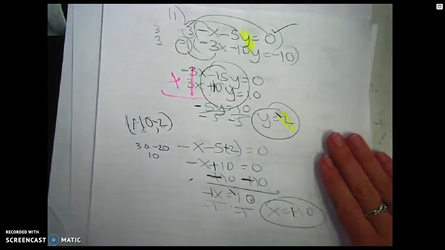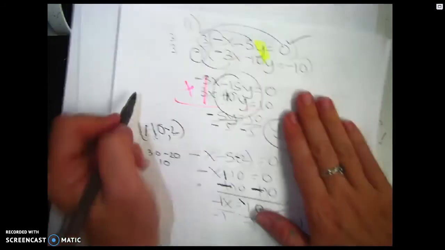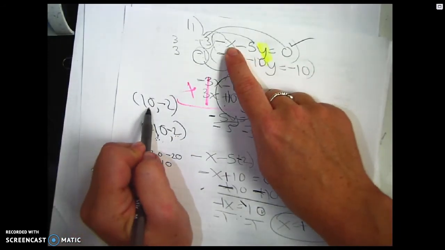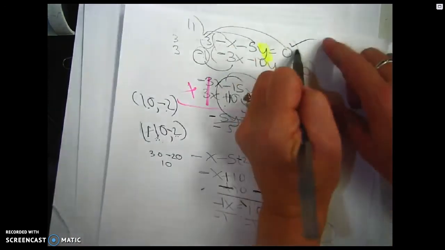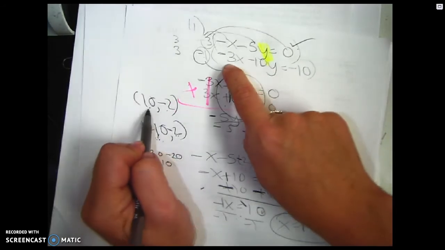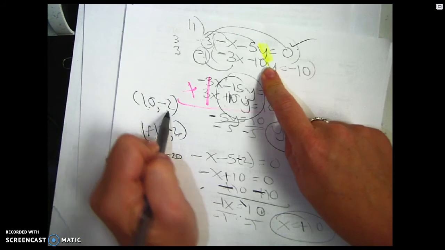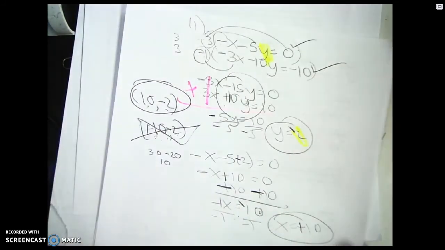Hopefully that made some sense. That's why it's so good to check your answers. I love that I made that mistake. So now I think the answer is 10 comma negative 2. Start again. Negative 10. Negative times a negative is a positive. Negative 10 plus 10 is 0. Check. Negative 3 times 10 is negative 30. A negative times a negative is a positive. Negative 30 plus 20 is negative 10. Now I'm good. Careful of those mistakes.